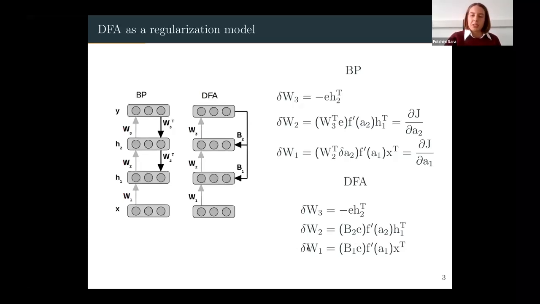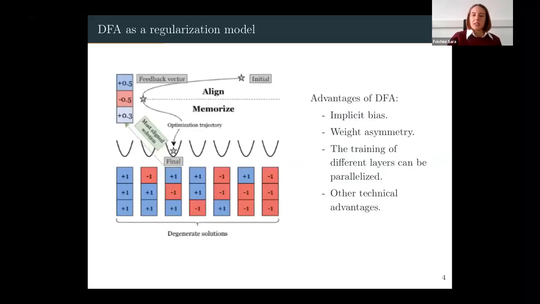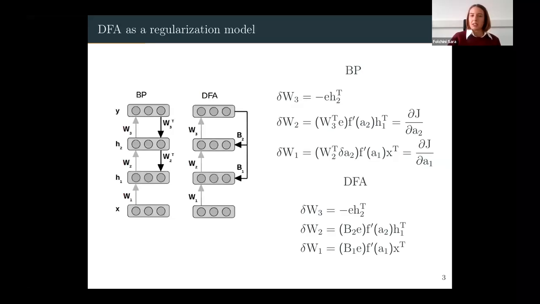For the update of the first layer instead, B1 is a proxy of W2 transposed and the derivative of the following layer. So the weights of this layer will need to align to a bit of a more complex object, but still defined and depending only on the feedback matrix. The feedback matrix is initialized as a uniform random distribution and is kept fixed throughout all the training. We can see later that we can change this feedback matrix for the different tasks in continual learning, or we can keep it fixed as well.